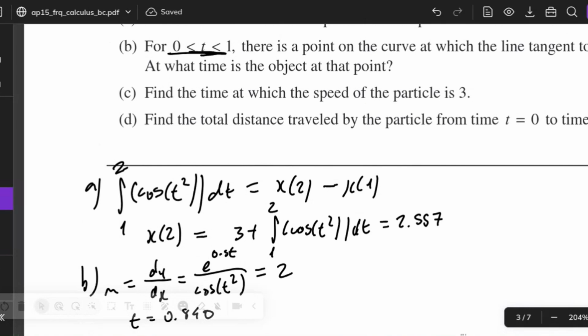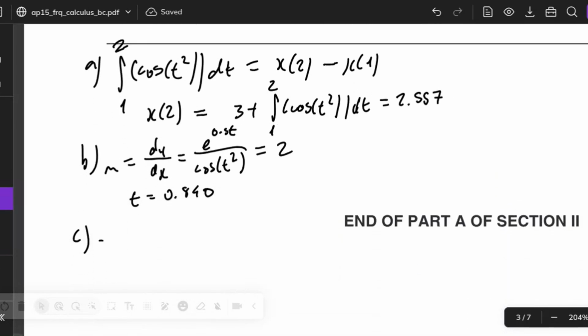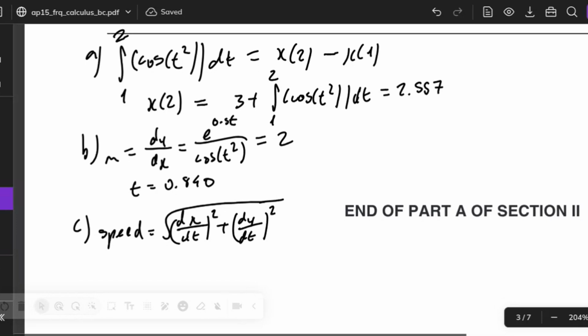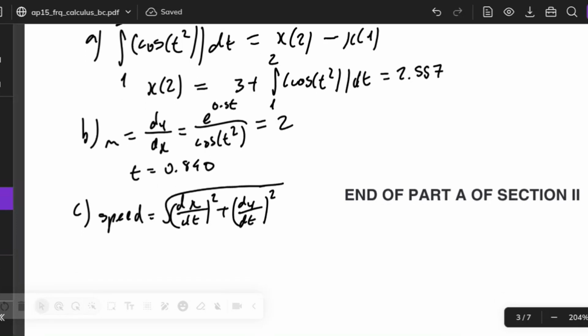All right. Moving on to C. Now it's asking us to find the speed. We know the formula to find speed, right? Speed is equal to the square root of (dx/dt) plus (dy/dt), and remember that these values inside are squared. That's pretty easy to lose track of. Just make sure you don't do that.